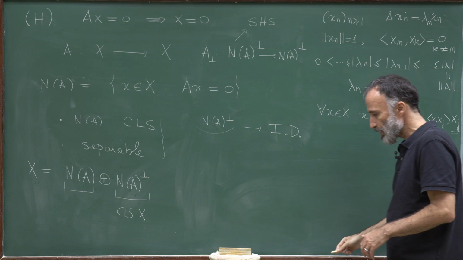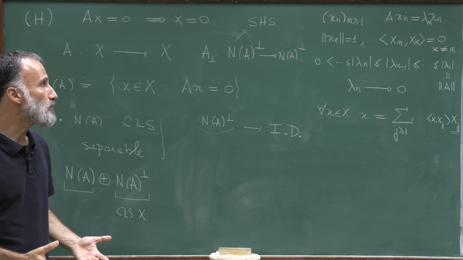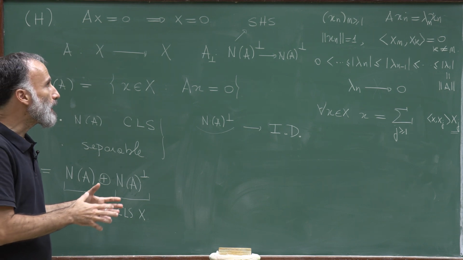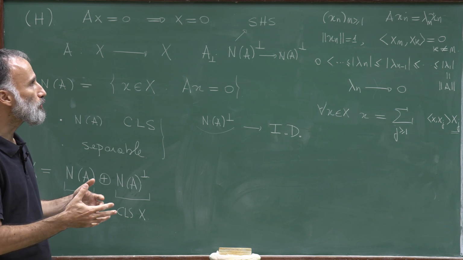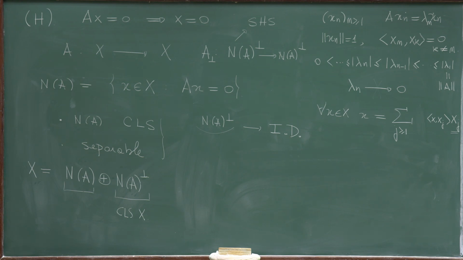Which means that compact symmetric operators are very simple. You can decompose your space in directions, and in each finite dimensional space, A acts as a multiple of the identity. So this completes the proof and this lecture.